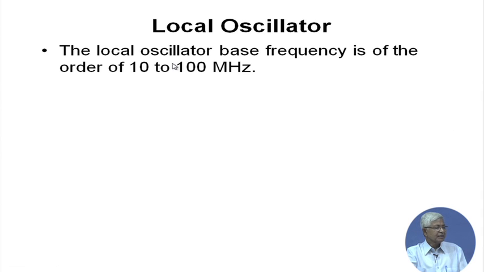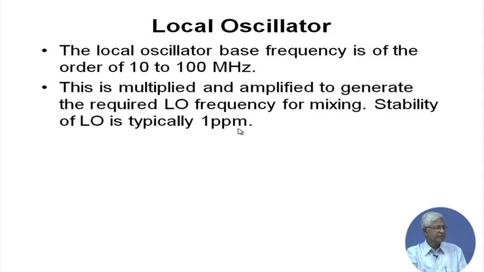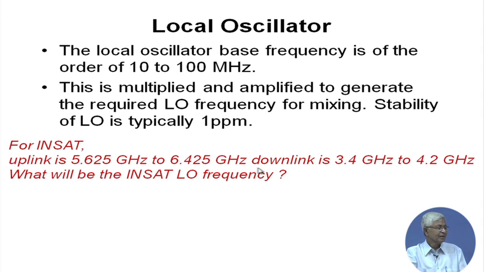Local oscillator is generally a good stable oscillator. So, it is at a much lower frequency, 10 to 100 megahertz, and then it is multiplied, that n omega 1 nonlinearity is used. This is multiplied and amplified to generate the required LO frequency, that is local oscillator frequency, for mixing. Stability is important, it is roughly of the order of 1 in 10 to the power 6, which is 1 part per million.